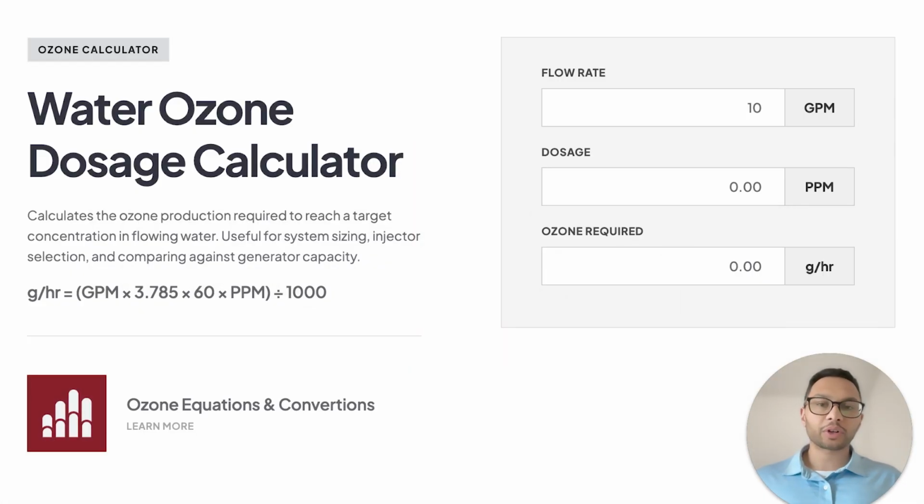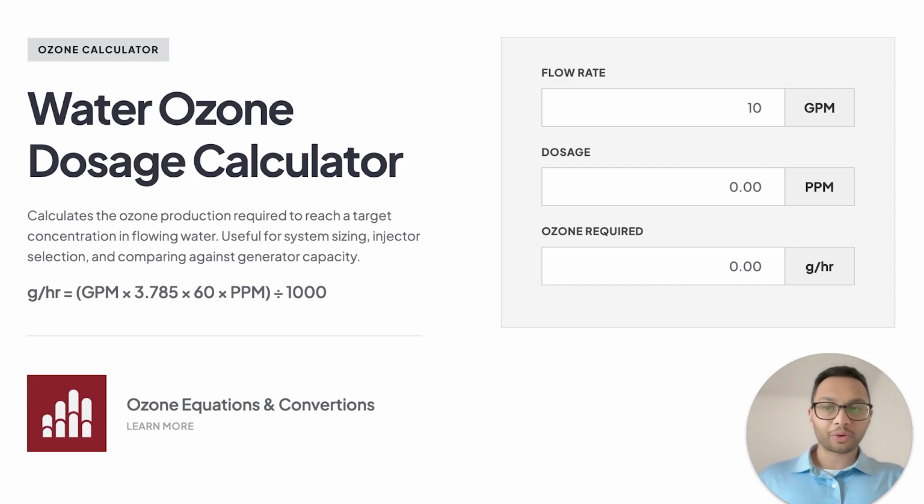So now that we've talked about the theoretical aspect, let's go into more of the practical. We have some calculators on the Pinnacle Ozone website, and I'm going to go through these and show you how you can utilize them. I'll explain each of those formulas. Therefore, you have a better understanding of calculating ozone, how much ozone is required for projects, and where you can get these values. So let's start with the most fundamental one, the water ozone dosage calculator.